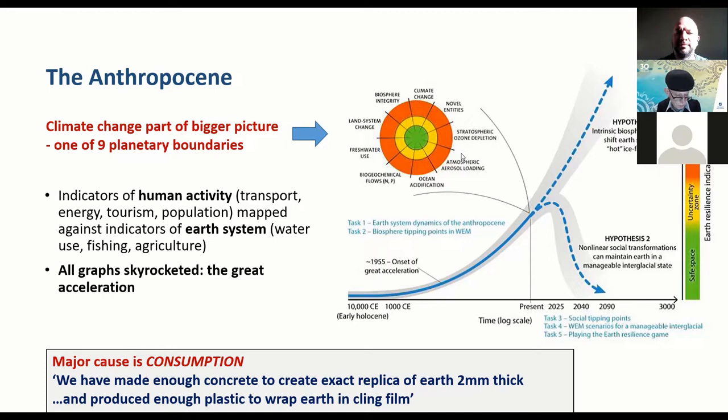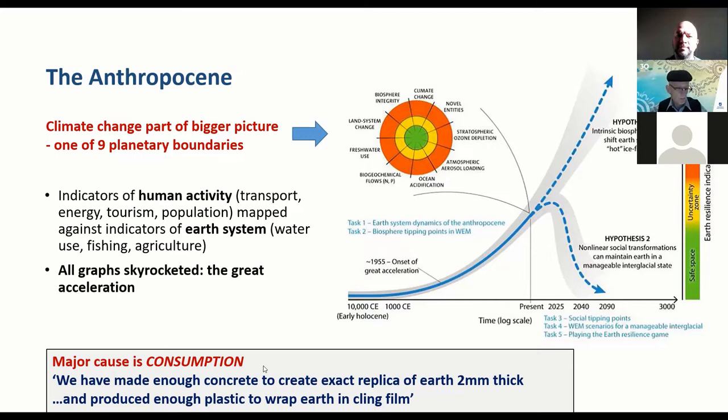Anyway, the scientists mapped indicators of human activity such as transport, energy, tourism, etc., against indicators of the Earth system, water use, fishing and agriculture. And what they found in a series of graphs is that all the graphs skyrocketed, like that graph shown on the right. They were all heading upwards into a very unsustainable space. And if you can see there, the hypothesis two, the downward dotted line, that's what we need to do, which is a huge transformation. They call it a dramatic social transformation. And that's required to reach a safe space. Otherwise, we'll be in a shocking zone.